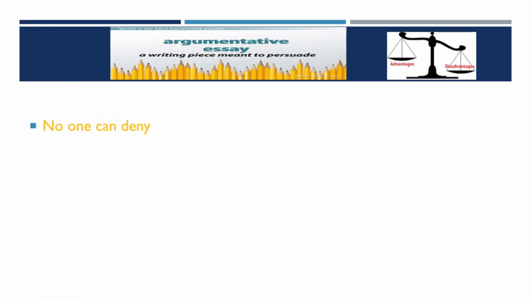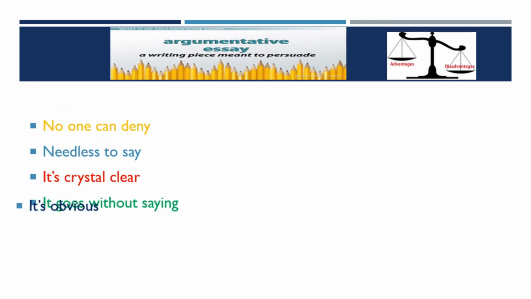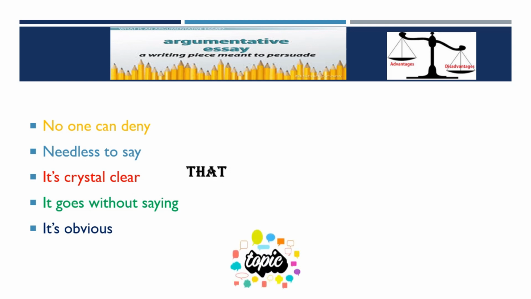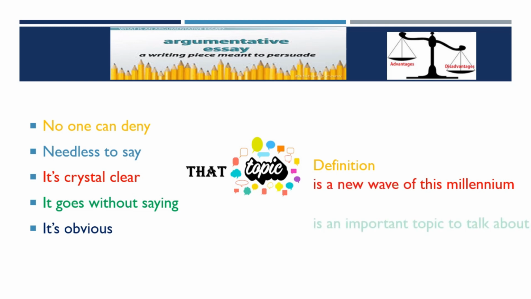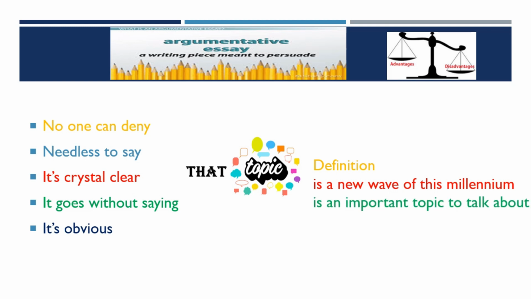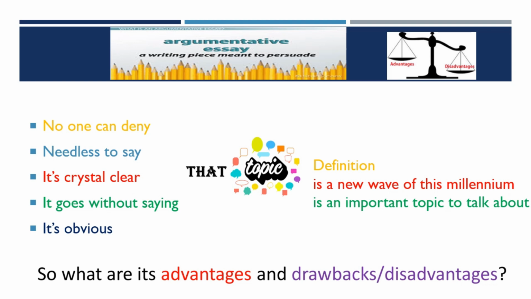First thing, learn by heart one of these expressions: no one can deny, needless to say, it's crystal clear, it goes without saying, or it's obvious that. You write the topic given and you have to write the definition that you have already learned. If not, write these expressions: is a new wave of this millennium, or is an important topic to talk about. And you ask a rhetorical question: so what are its advantages and drawbacks or disadvantages?